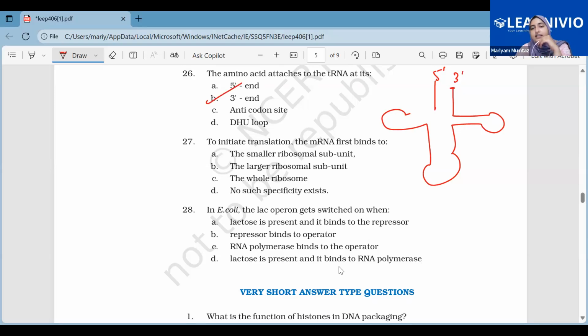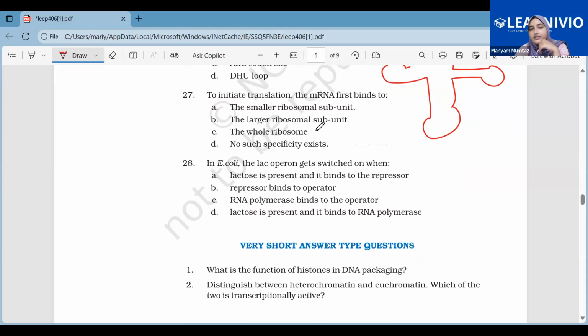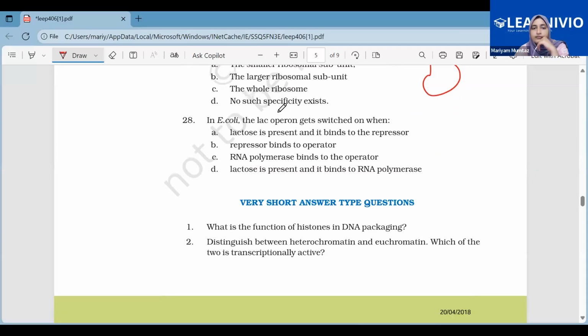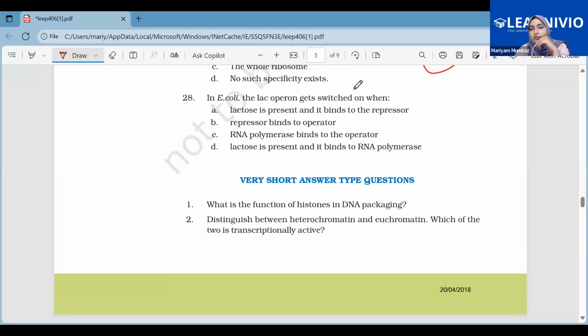To initiate translation, mRNA first binds to the smaller ribosomal subunit. And in E. coli, the lac operon gets switched on when lactose is present and it binds to the repressor. Very good.